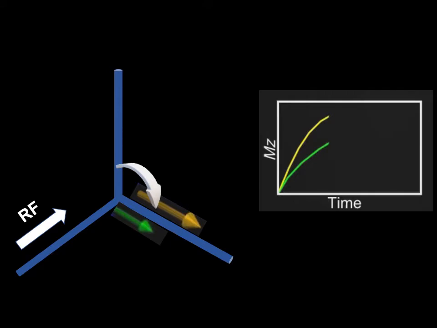Now they are time varying with respect to the coil, and the yellow vector will induce a higher amplitude voltage than the green magnetization vector, and it will show up as a higher signal intensity on the image compared to the green magnetization vector.